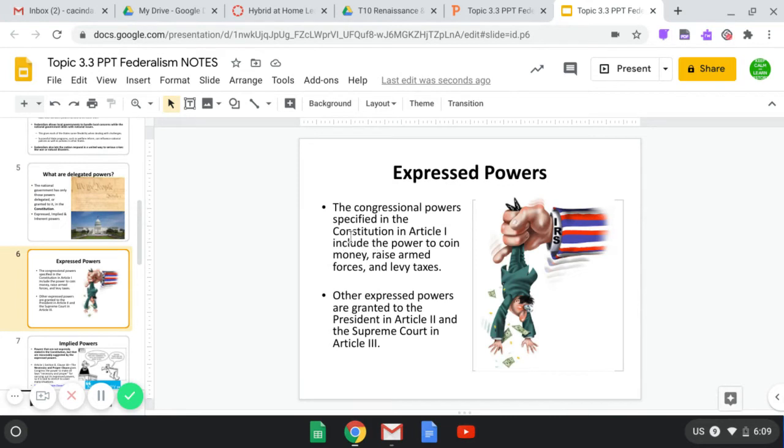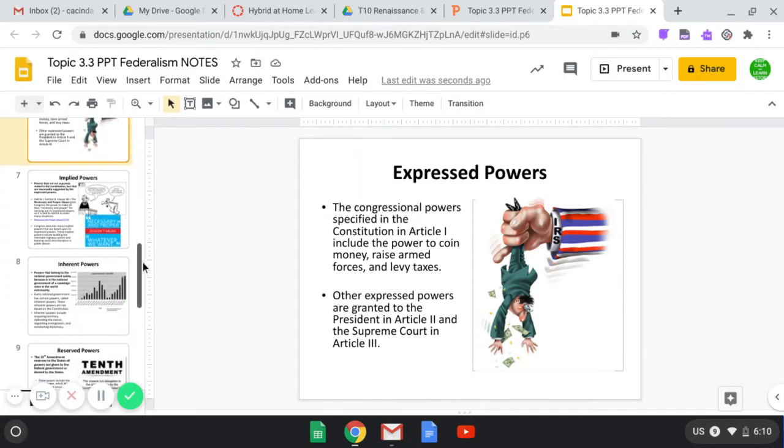So, for example, in Article 1, it says that the Congress has the power to coin money, raise armed forces, and levy taxes. So we have other express powers for the President in Article 2 and the Supreme Court in Article 3. As we progress in the course, we'll get more detailed on those.